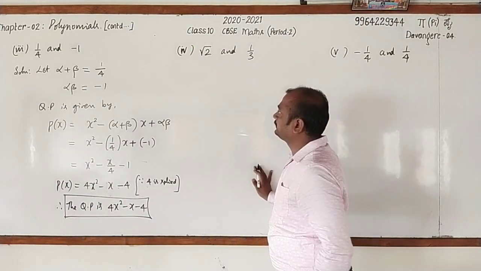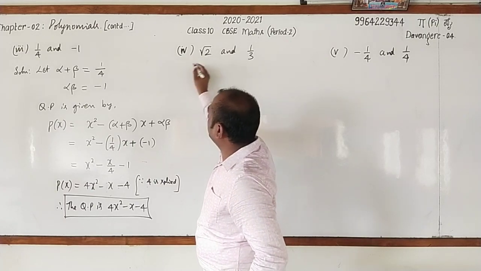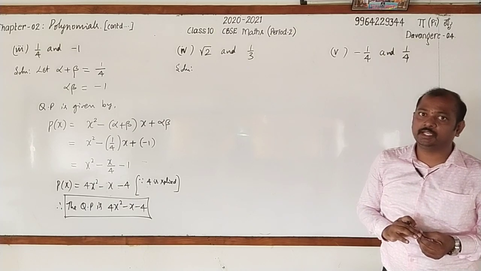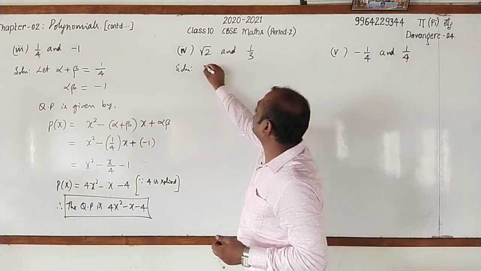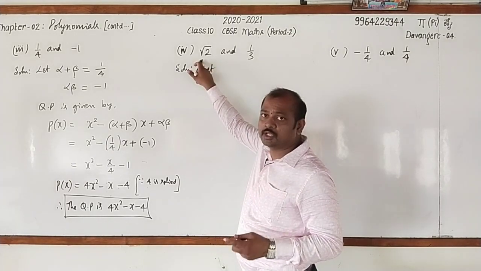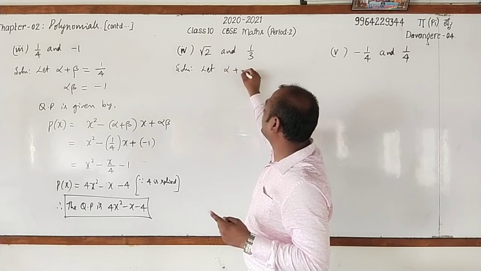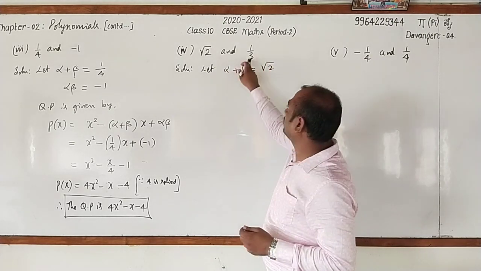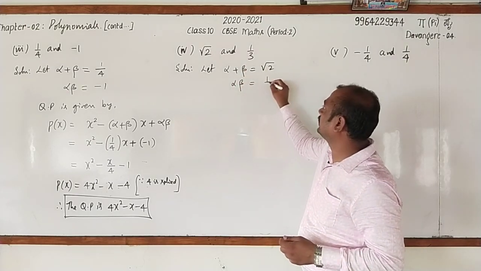Next, I'll take the fourth one. Here root 2 and 1 by 3. Here an irrational and rational number both are there. Alright. Could you tell what does root 2 indicate? It is alpha plus beta. That is sum of zeros. Then 1 by 3, it is product of zeros. Alpha into beta equal to 1 by 3.